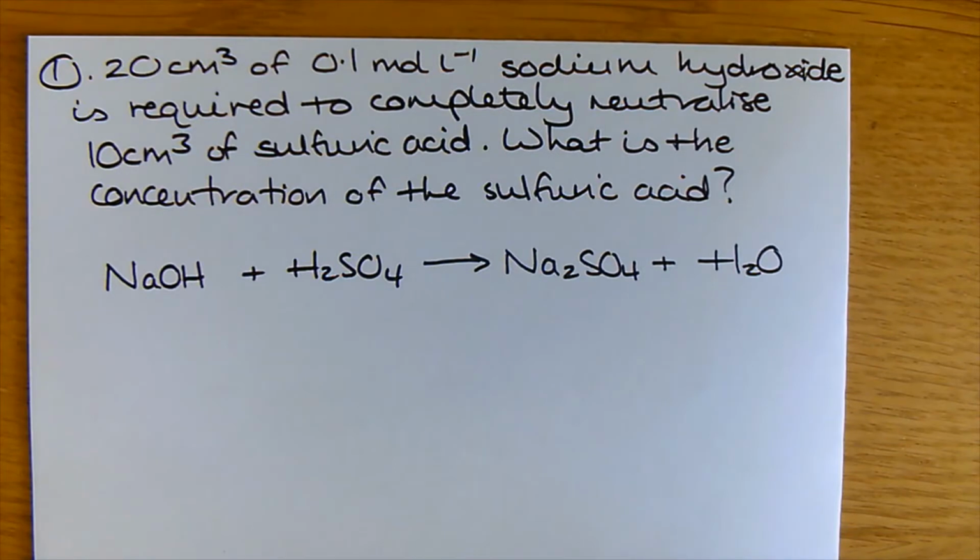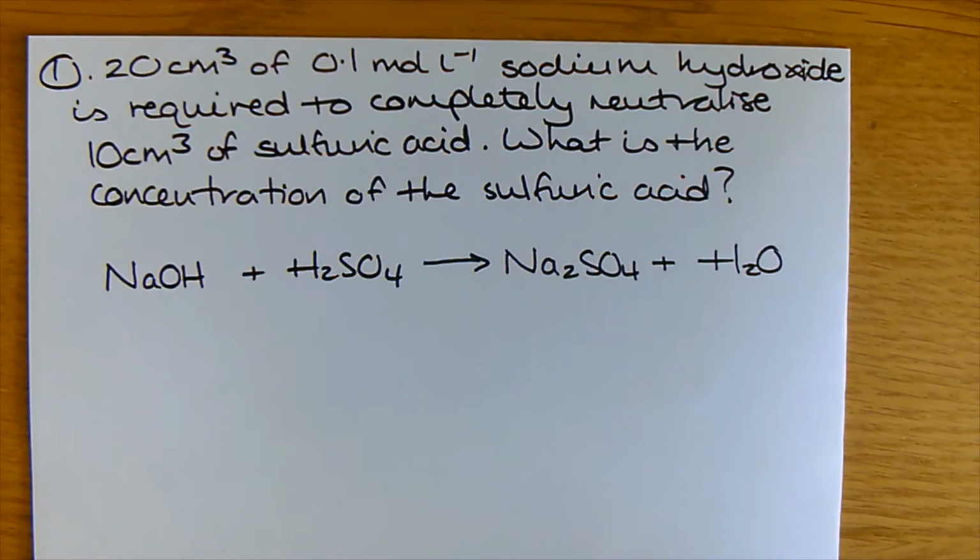Here we will work through an example of a titration calculation. 20 centimetres cubed of 0.1 mole per litre sodium hydroxide is required to completely neutralise 10 centimetres cubed of sulphuric acid. What is the concentration of the sulphuric acid?